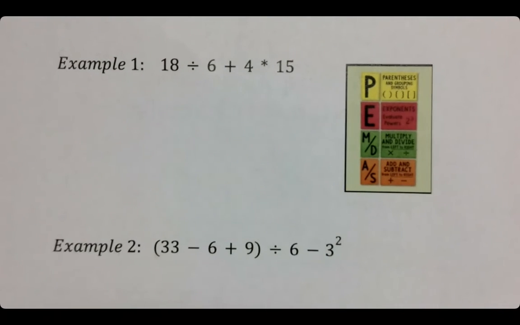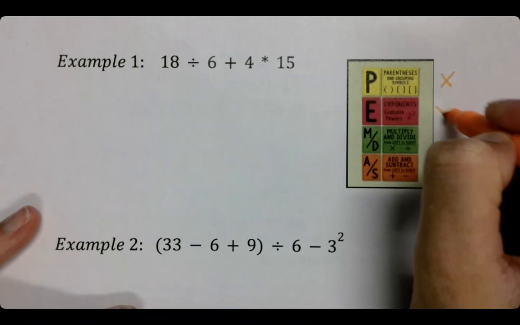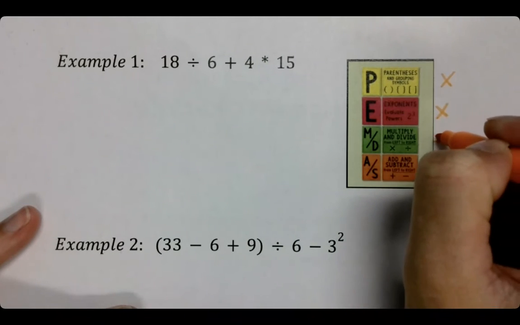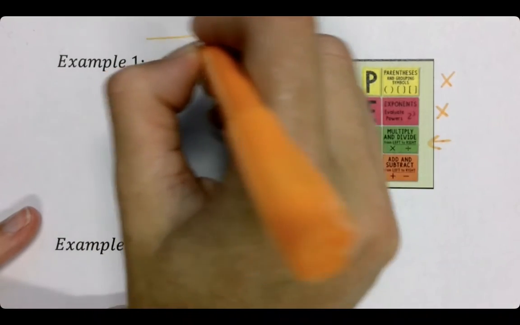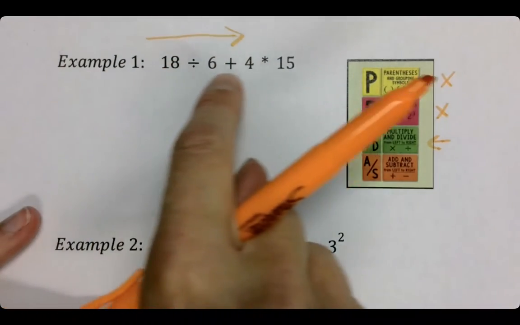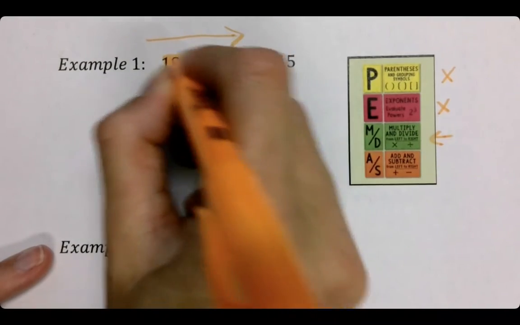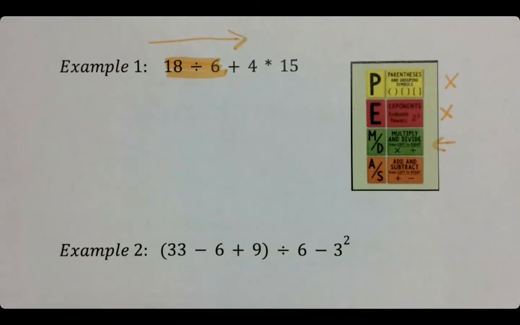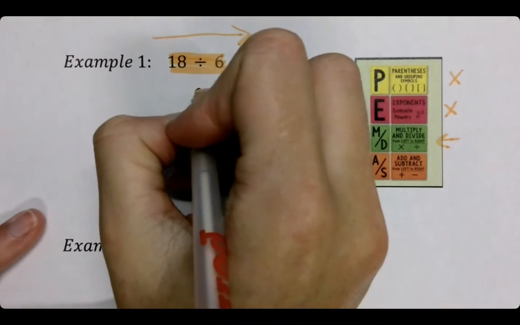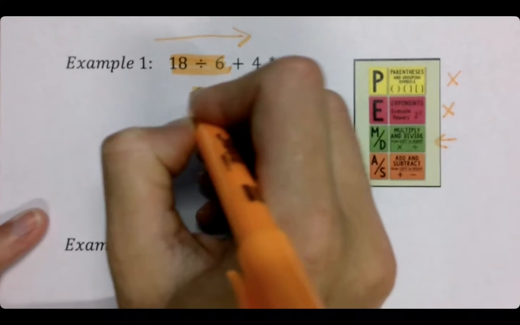So when I'm looking at example number 1, I see no parentheses. I see no exponents. But then I do have multiplication and division. So that means that I'm going to look left to right, like how we read in English, right? From over here to over here. So the first thing that would happen is I would do 18 divided by 6. If you need to use a calculator, that's totally fine. But what would that give you? 3. So 18 divided by 6 equals 3.